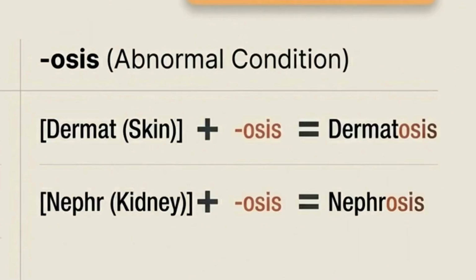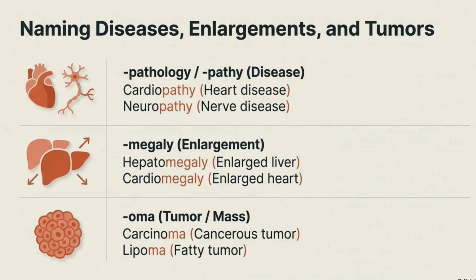The second one of the what's wrong suffixes is osis. It comes at the end of the word. Whenever we see osis, this means there is an abnormal condition happening in this organ or body part. For example, if we want to say there's an abnormal skin condition, we would say dermatosis. If we want to say there's an abnormal kidney condition, we would say nephrosis. So nephr is the kidney, and nephrosis is an abnormal condition in the kidney. So osis means abnormal condition.